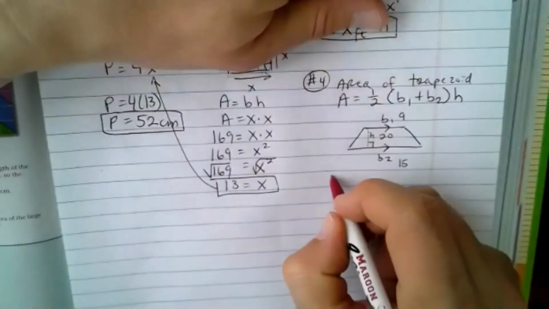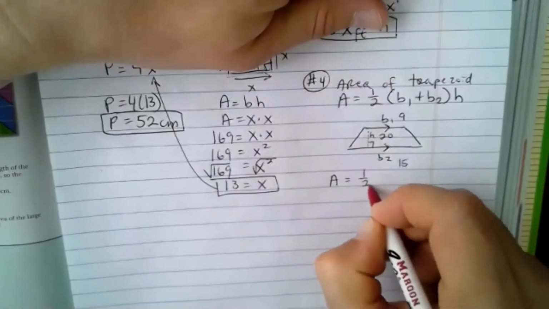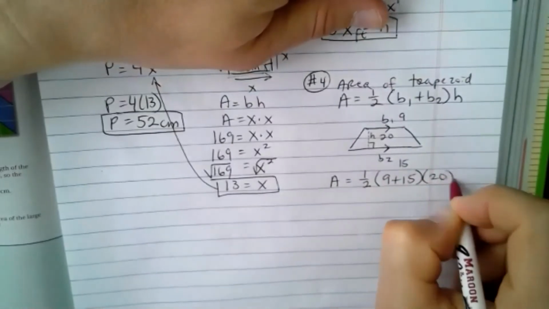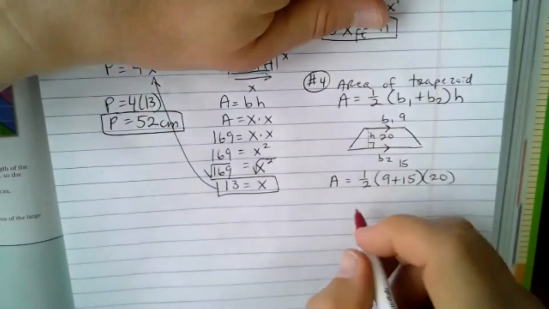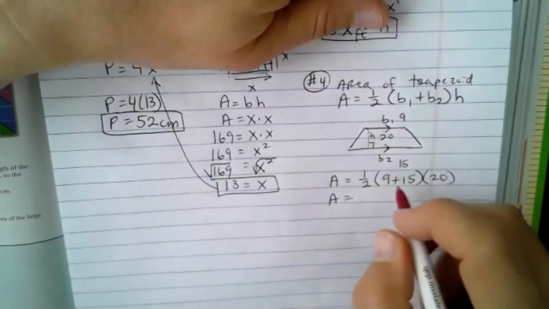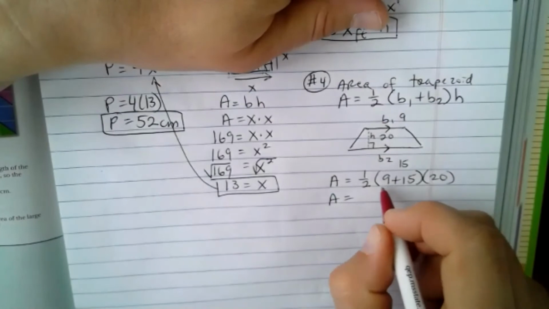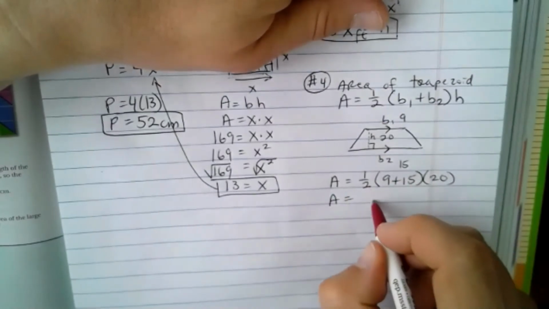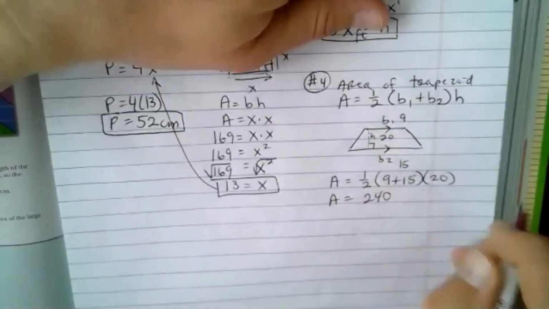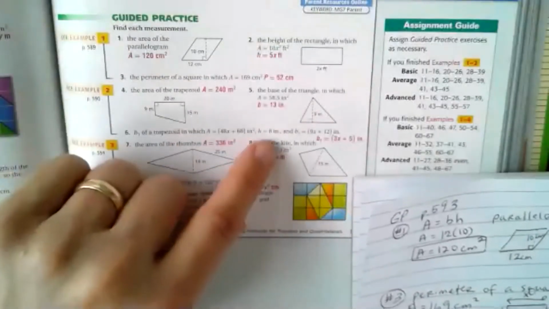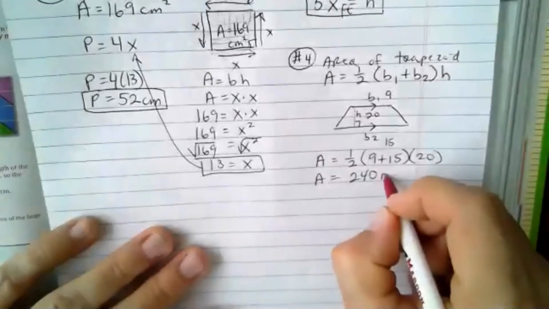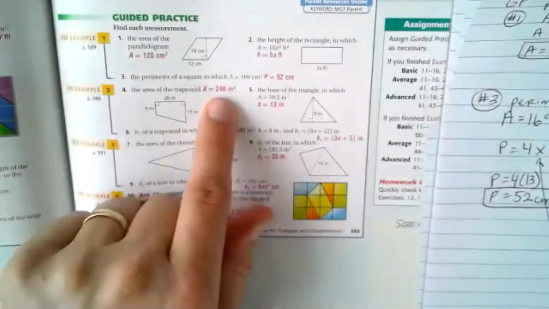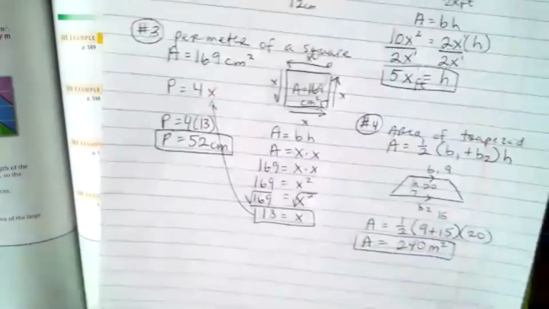So we're going to go with area equals 1/2 times 9 plus 15 times 20, okay? So 9 plus 15, that is 24. Half of 24 is 12, and 12 times 20 is 240. So that's going to be 240 meters squared. Let's double check that with my answer in the book. 240 meters squared. So we did actually do that correctly, okay?